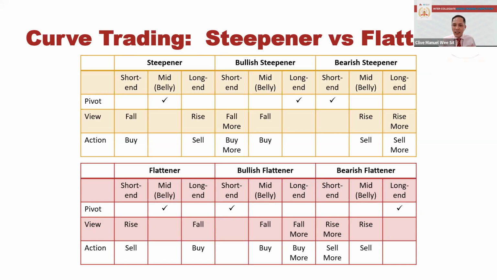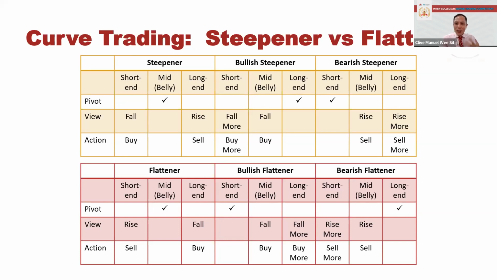Now, what is a flattening yield curve? The lower left portion of this table. The flattening yield curve is, again, the pivot on the yield curve is the middle or the belly. Now, if you expect short end rates to rise and long end rates to fall, that is an expectation of a flattening yield curve. So given what we taught to you, which is the buy high, sell low rule of thumb for fixed income securities, your strategy should be to sell the short dated bonds before the yields rise and buy the long end bonds before the yields fall, right?